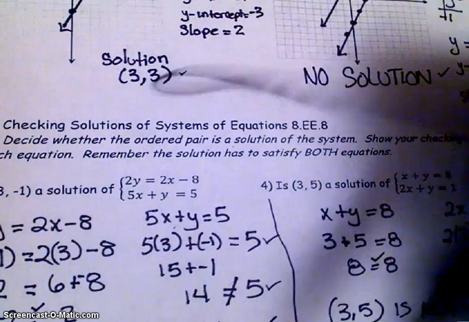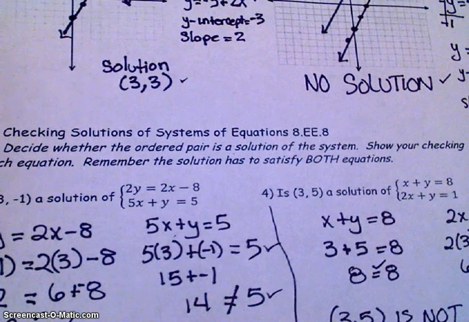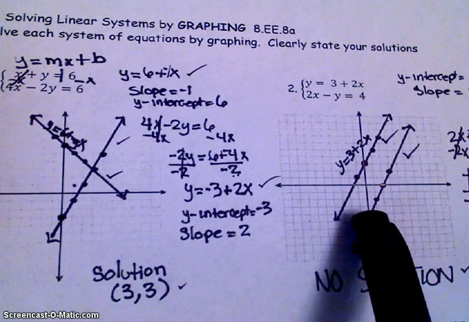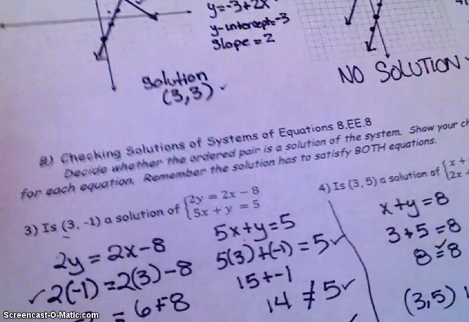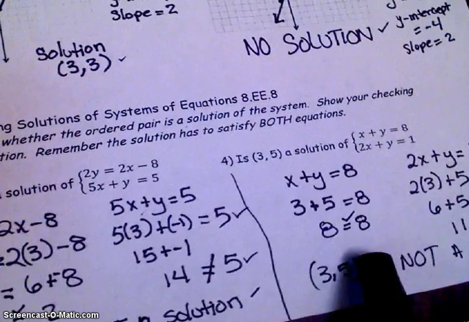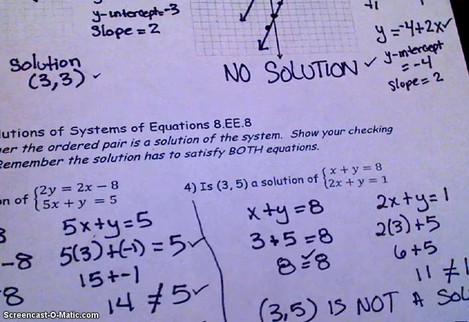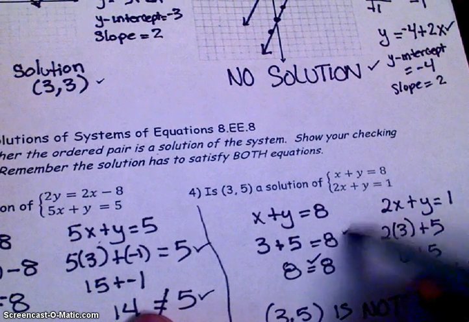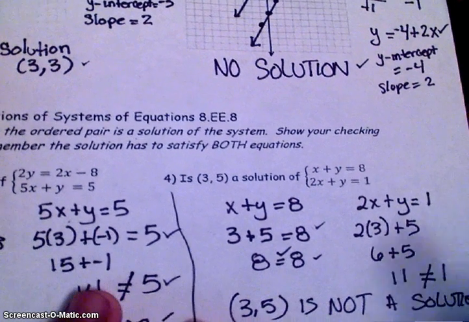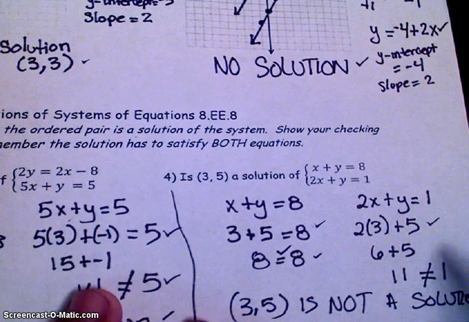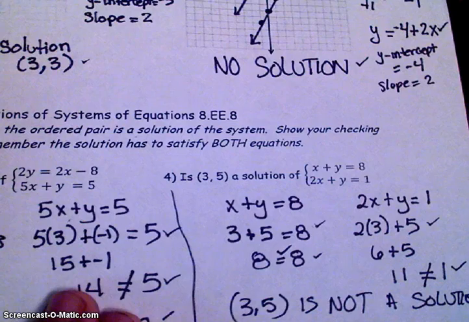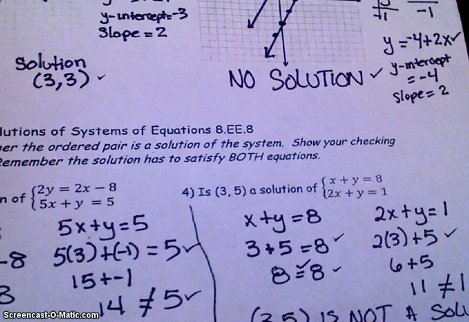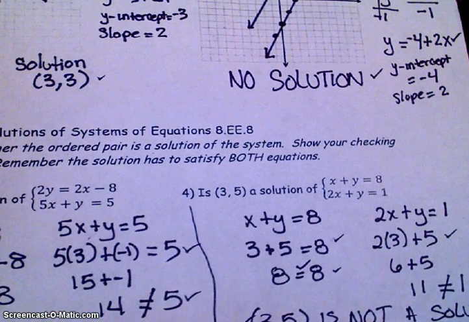So the first page was worth a total of 19 points. 5 for the first one, 4 for the second one, 5 for the third one, and 5 for the fourth problem. Once again, did you substitute correctly? Did you tell me 8 equals 8? Did you substitute correctly? Did you say 11 does not equal 1? And did you write that 3, 5 is not a solution?